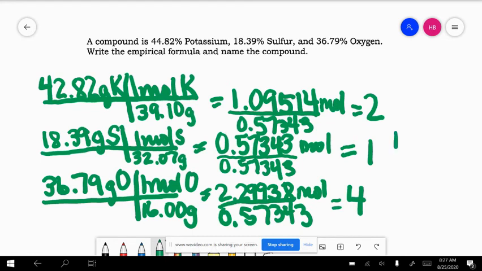So my formula is K2SO4. So this compound is going to have 2 pieces of potassium for 1 piece of sulfur and 4 pieces of oxygen. If we were going to name this compound, this would be potassium sulfate.